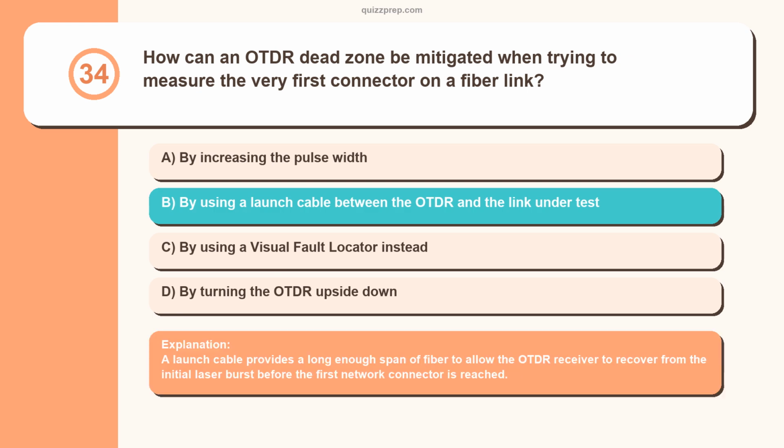A launch cable provides a long enough span of fiber to allow the OTDR receiver to recover from the initial laser burst before the first network connector is reached.